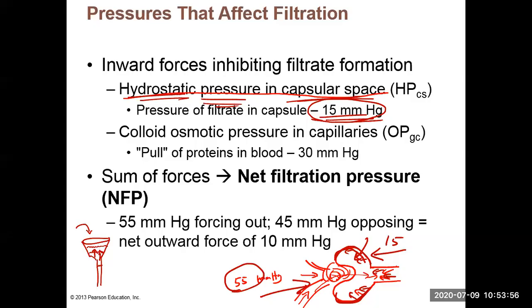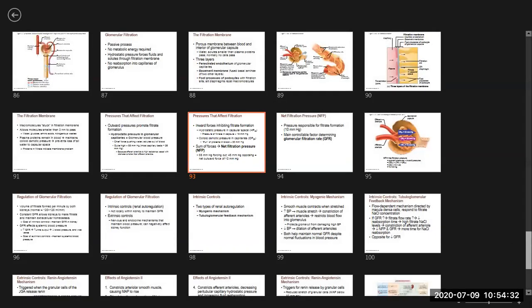Now, colloid osmotic pressure in the capillaries, in particular the glomerulus capillaries, pulls some of the substances towards the protein in the blood. Let's take a look at that. And that is another opposing factor, and that would be 30 millimeters Hg. So let's dissect this a little bit further.